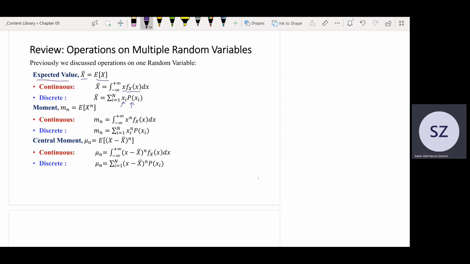And we call the moment around the origin m sub n, which is the expected value of X to the n. The way we calculate it is very similar to the average, however, x to the power n next to the PDF. Similarly, in the discrete case, x i to the power n next to the probability. And this gave us the moments around the origin. What was a very important moment that we talked about?